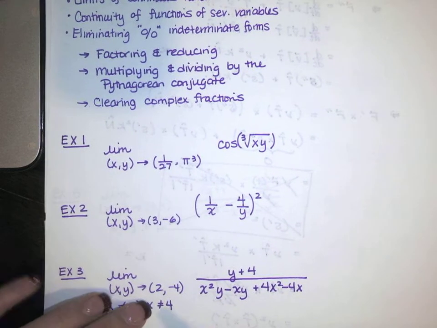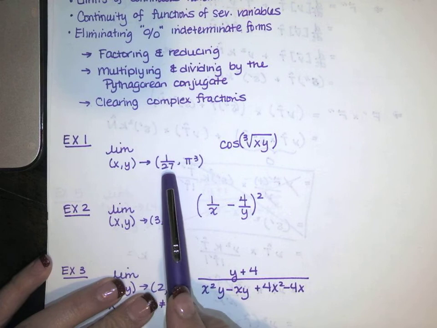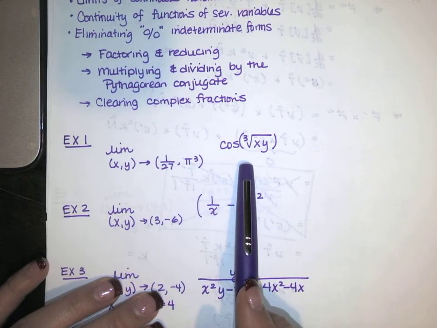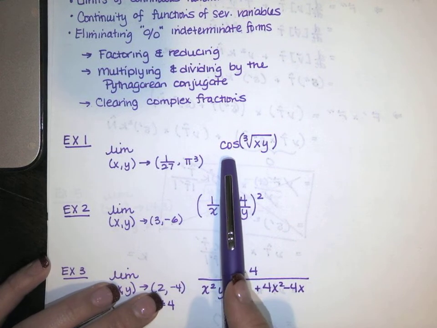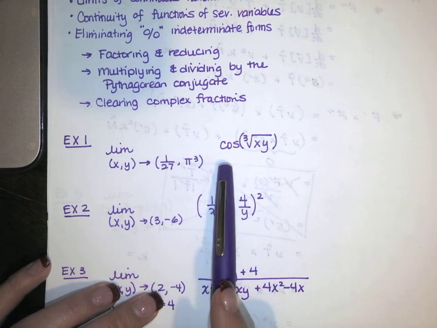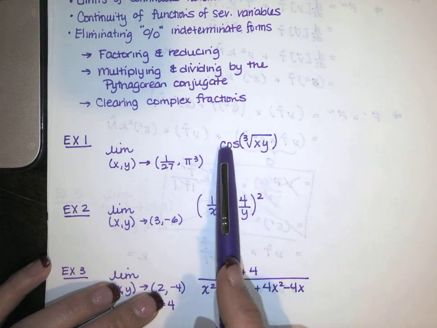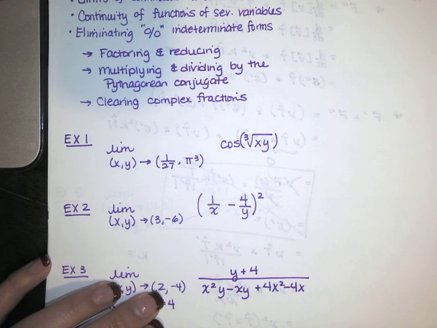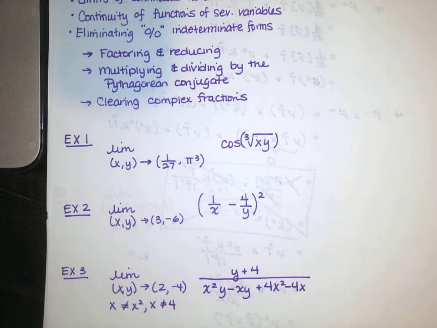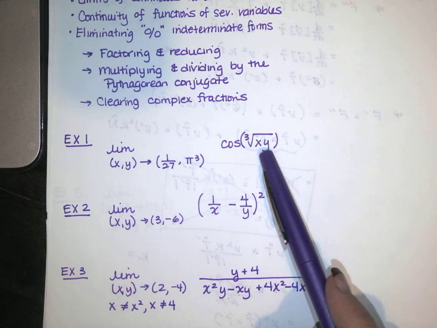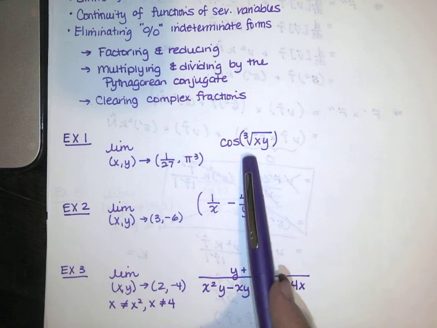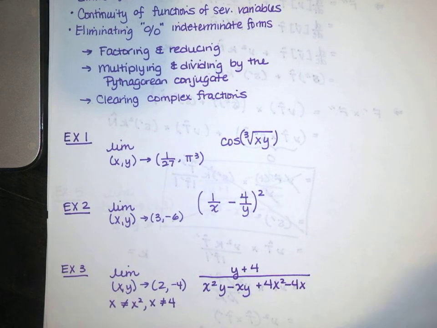We'll learn by example. I've got the limit as xy approaches 1 over 27 and pi cubed of this function. Now, a cosine function is continuous as long as it's well defined, and this cube root of xy is going to be well defined no matter what x is and no matter what y is. I can take the cube root of any product, positive, negative, 0, it does not matter what that number is, and then the cosine of any number is well defined as well. So this function is continuous. I can plug in any xy that I want, and I'm going to get the right value out.